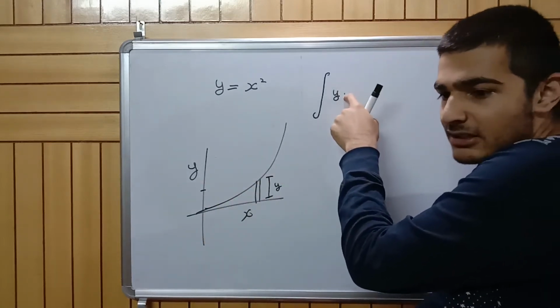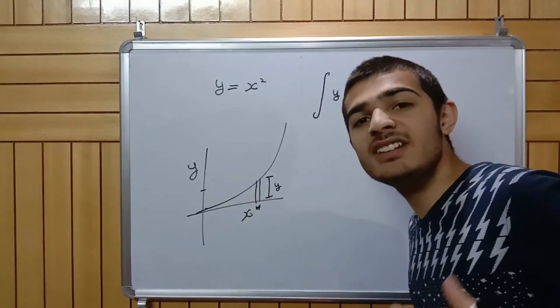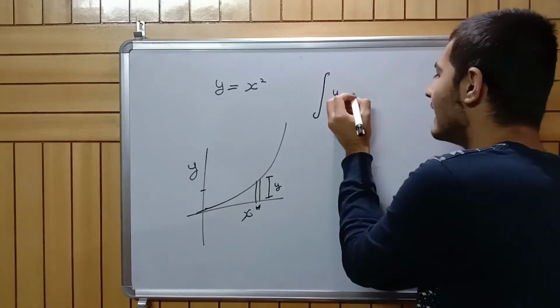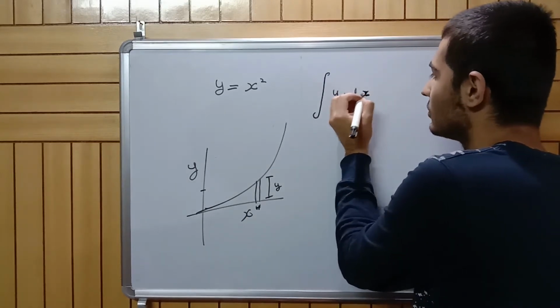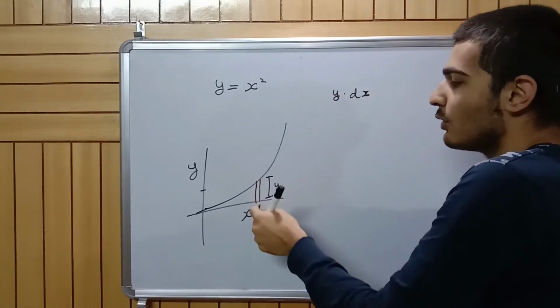The dot also means multiplication. Multiplied by this. What is this? This is a small change in x. How do we represent a small change in x? dx, right? So multiplied by dx. So without the integral symbol, this represents the area of this small rectangle.